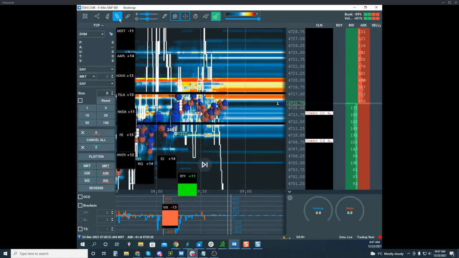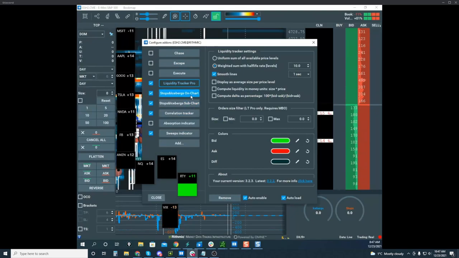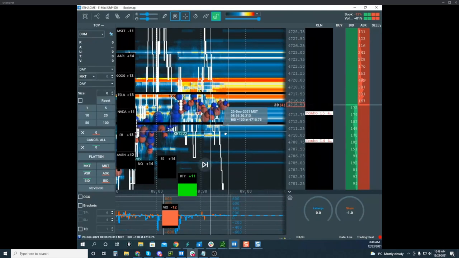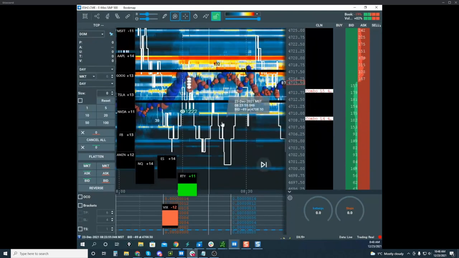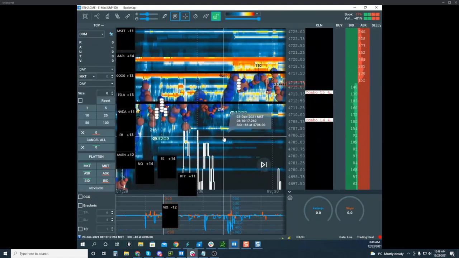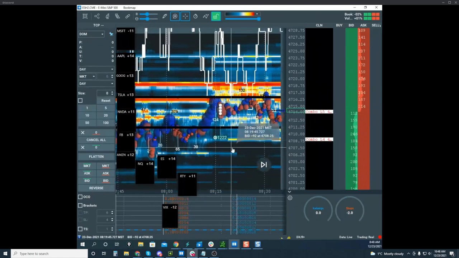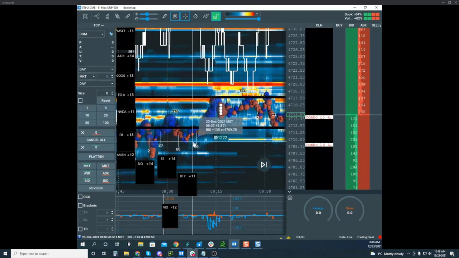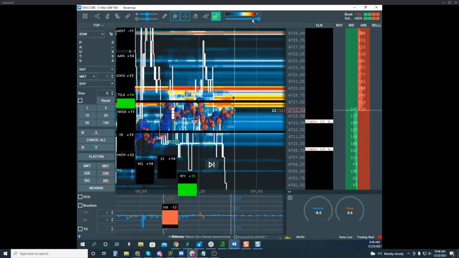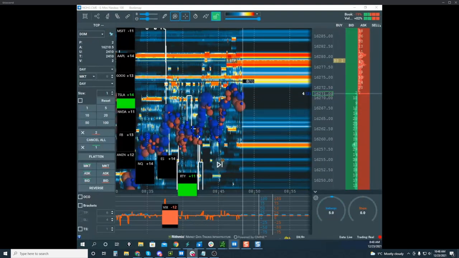I don't know why this isn't firing off. Let's see. 500. Let's make this less for a second and see if that works. Let's see. We'll get into these sweeps here in a little bit too. But so this is the synthetic icebergs. We'll get into that too. I don't want to confuse you guys, but I don't know why it's not showing the icebergs on the chart there.